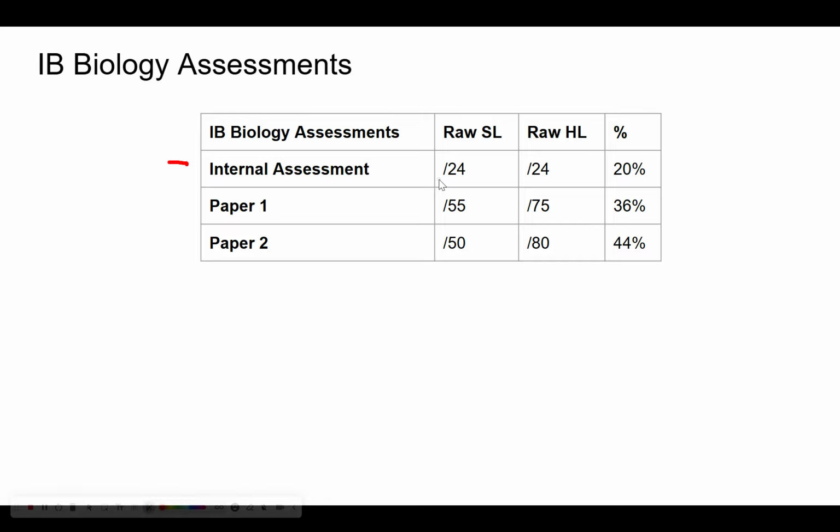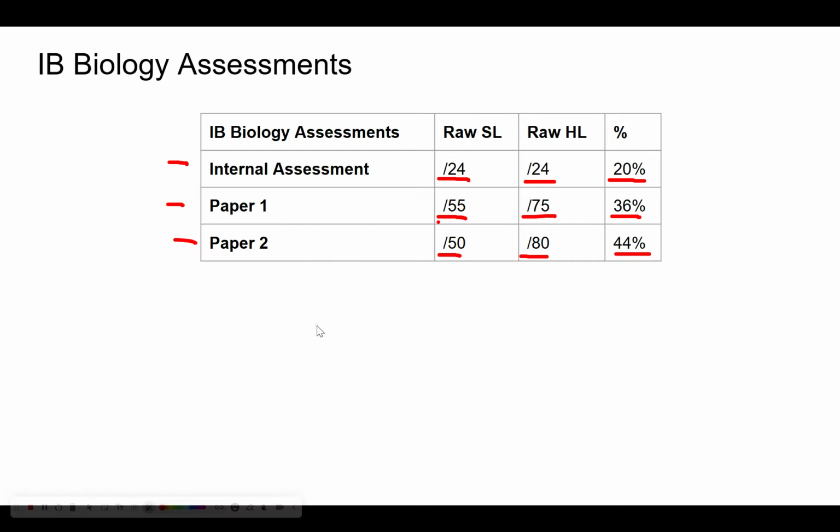This is graded out of a raw score of 24 points for both SL and HL. It's actually worth noting the IB does not know if you are in SL or HL biology when they grade your internal assessment. That score is converted to an amount of points that represents 20% of your IB grade. Your paper 1 is out of 55 points if you're in SL, 75 points if you're in HL. That's worth 36% of your grade. And your paper 2 is out of 50 points if you're in SL, 80 points if you're in HL, and that's worth 44% of your IB grade.